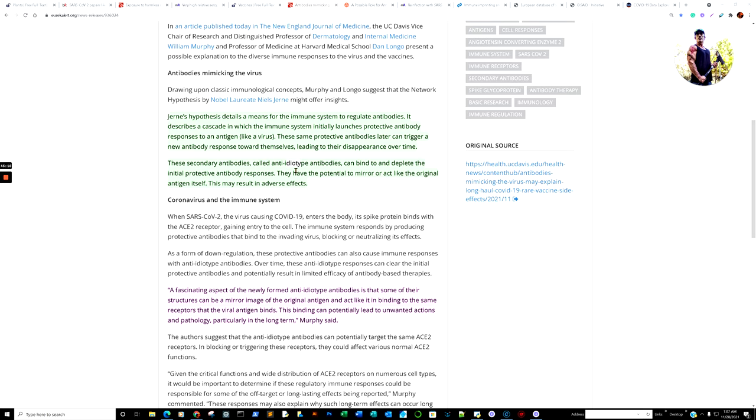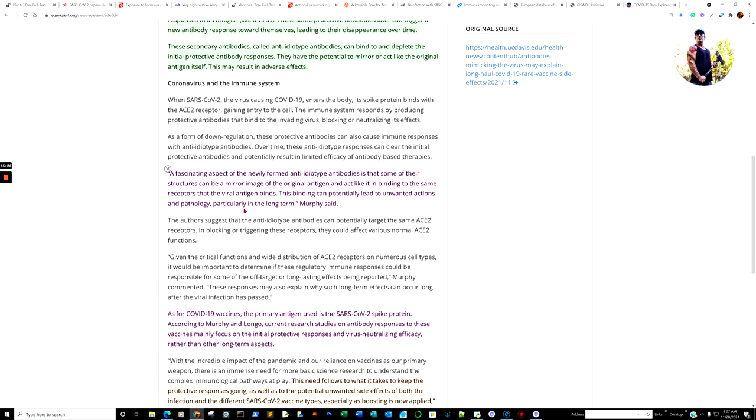Antibodies can bind and deplete the initial protective antibody responses. They have the potential to mirror or act like the original antigen itself. This may result in adverse effects. A fascinating aspect of the newly formed anti-idiotype antibodies is that some of their structures can be a mirror image of the original antigen and act like it in binding to the same receptors that the viral antigen binds. This binding can potentially lead to unwanted actions in pathology, particularly in the long term.